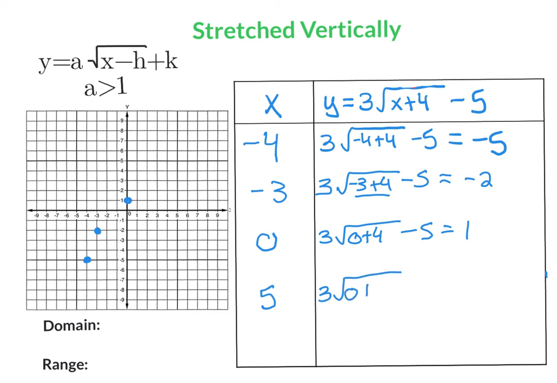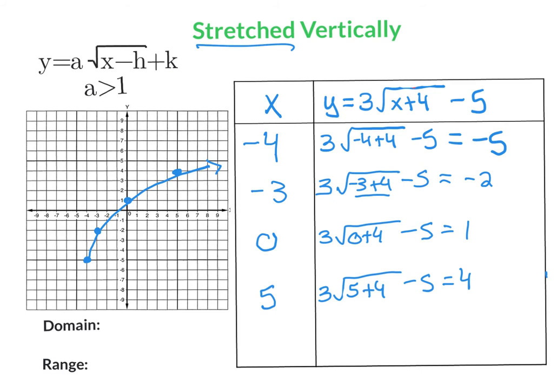Now, 3 times the square root of 5 plus 4, minus 5. 5 plus 4 is 9. Square root of 9 is 3. 3 times 3 is 9. Minus 5 is 4. So (5, 4). So here is my square root function. It has been stretched.